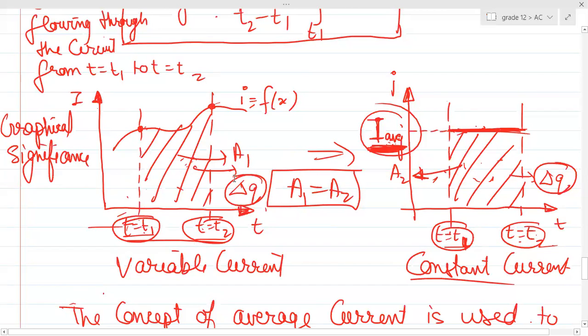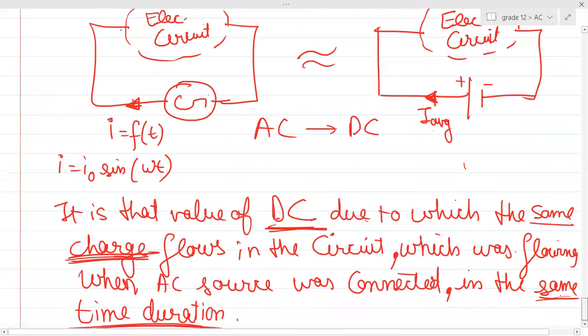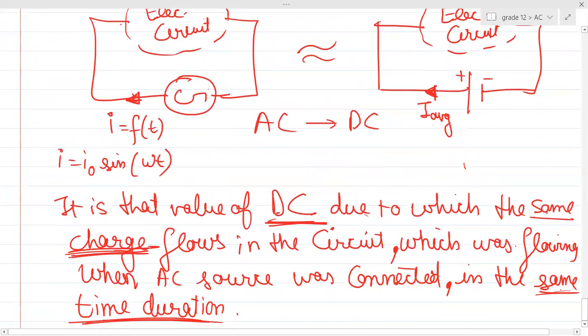These areas should be equal. Is this clear? But is this theoretical? Yes, it is theoretical. Actually, there are many complications, but this is all theoretical. It's just a theoretical average value. Actually, it's only variable current only, no?